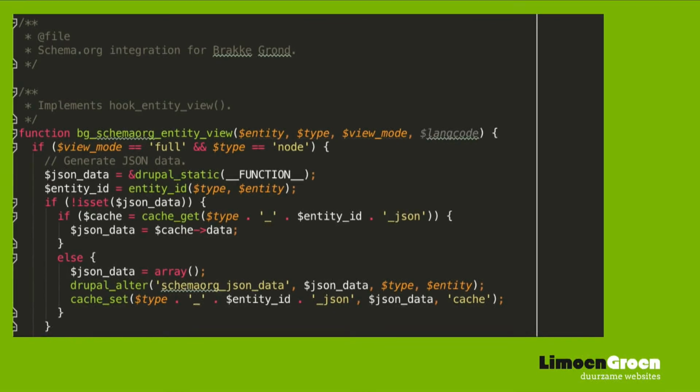So basically, I'm afraid some front-enders might have no clue what this is about. It's fine. I'm half front-end, half back-ender. So probably not the best code, but it works. I'm using hook entity view, and I check if I'm on a full node, and then I'm building up an array of JSON. And I'm using an alter function, so other modules can jump in and output the data as well. Then I cache the information so that on the second page request I don't have to do all the calculations again.